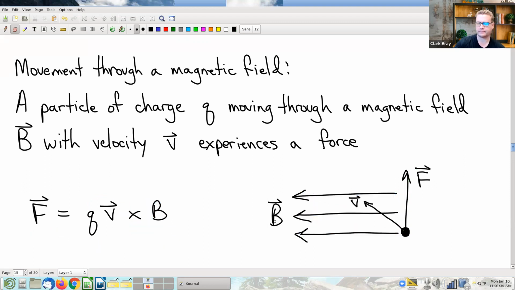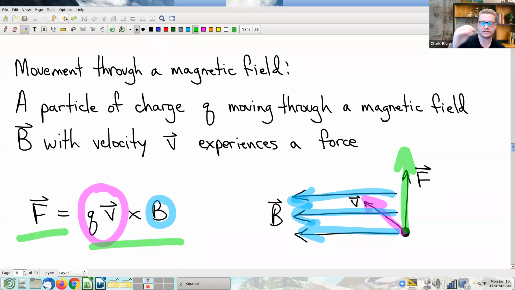All righty. Why did I erase that? I don't even know why. I'll just leave that there.